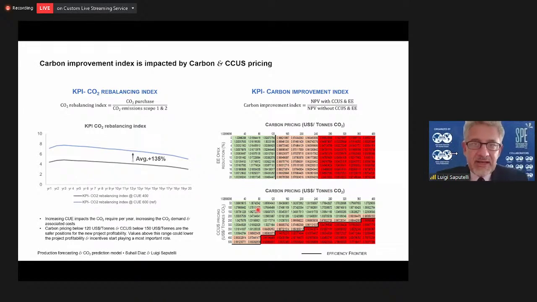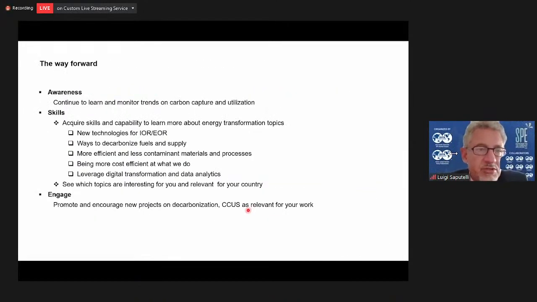And to finalize, I would like to leave you some words for the way forward, focusing on 3 messages for you, young professionals. The first one is awareness, skills, and engaging. Continue to learn and monitor the trends on carbon capture and utilization. If you are interested in the energy transformation topics, make sure that you acquire the skills, from light to deep, and capabilities. This will improve your marketability and your career in the short term.